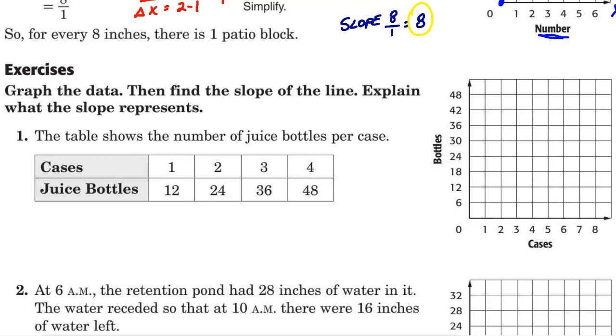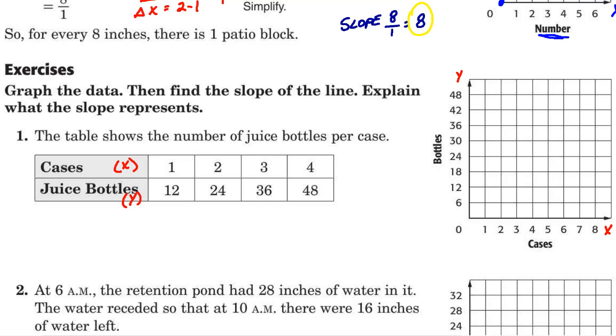Okay, let's put in all the points that you put on the table. So we had the point 1, 12. Go ahead and remember now, the number of cases is the x value. So this is our x value. And the juice bottles is the y value. And that makes sense. The cases control the bottles. The cases tell you how many bottles you have.